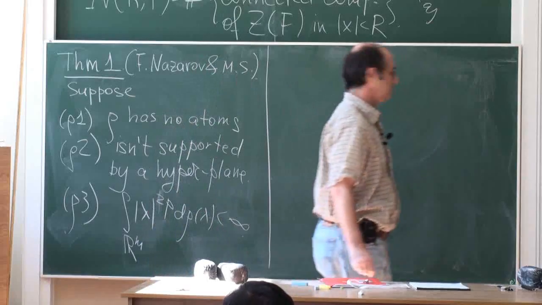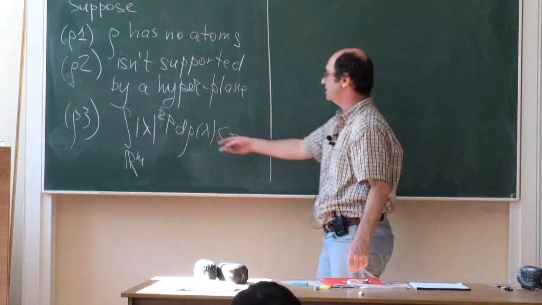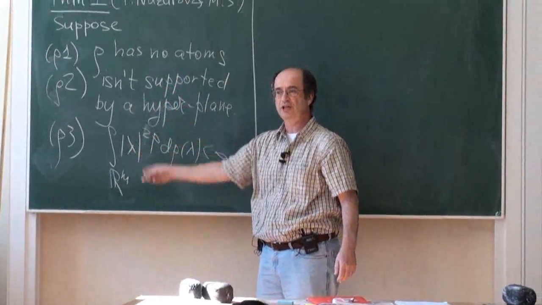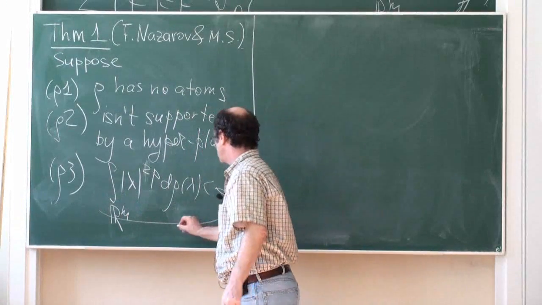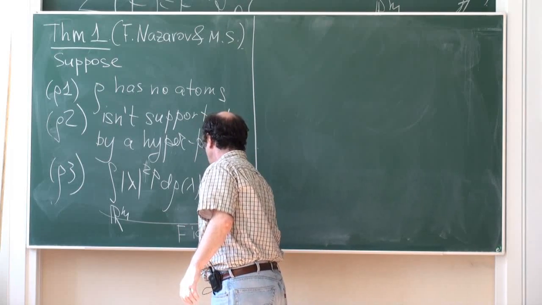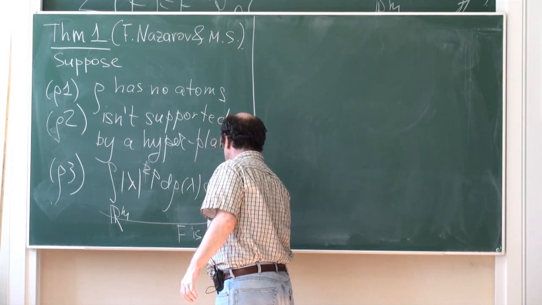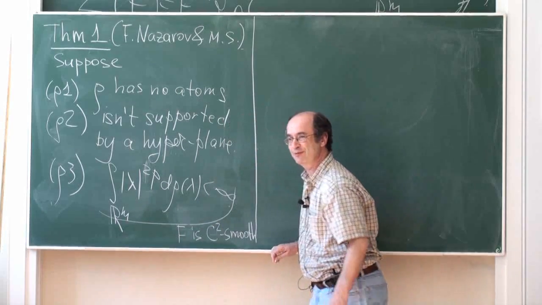The last assumption, it will be clear in the course of the proof why I need these assumptions. The last assumption simply says that our process is almost surely C2 smooth. Even a little bit more, C2 plus epsilon smooth.